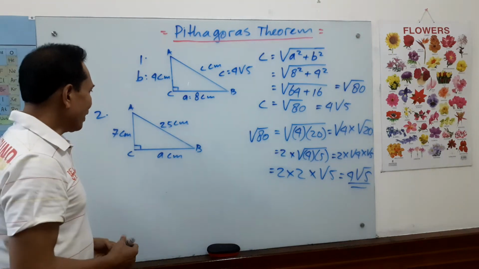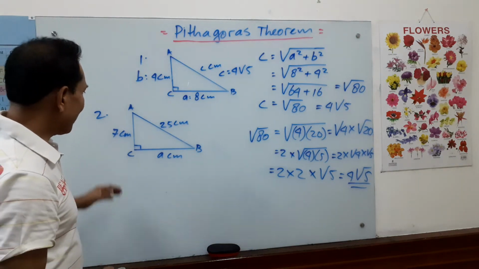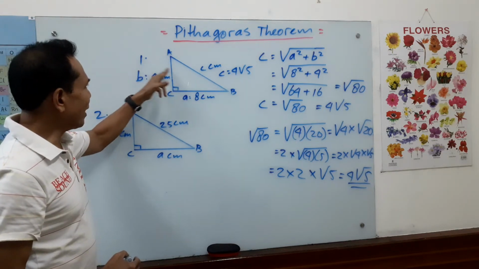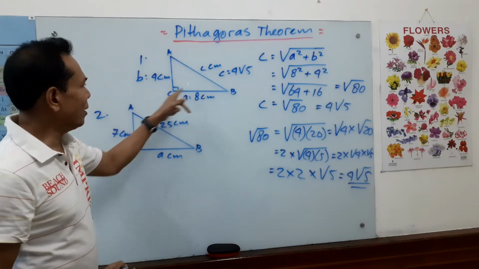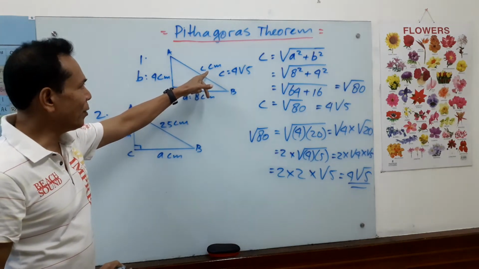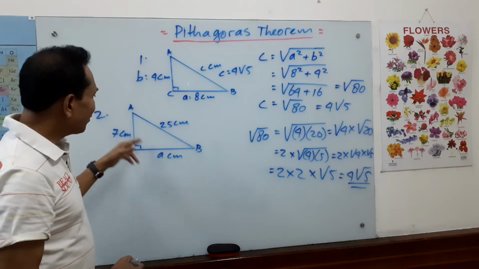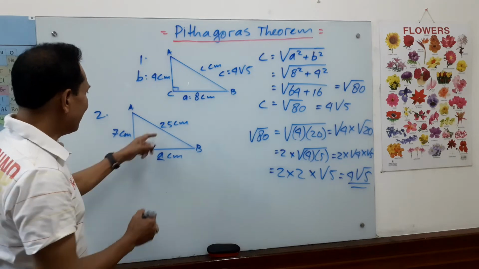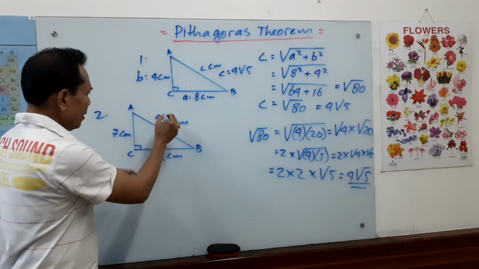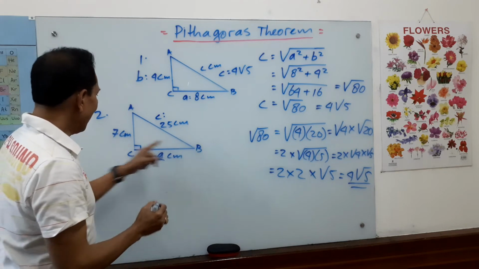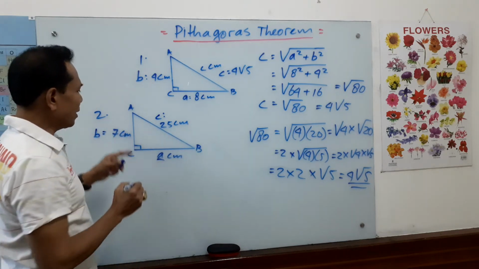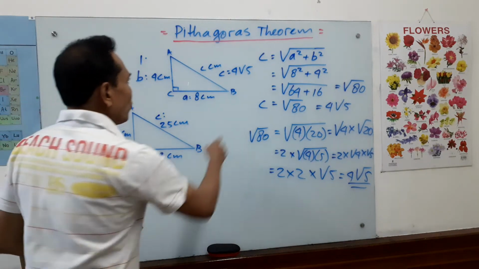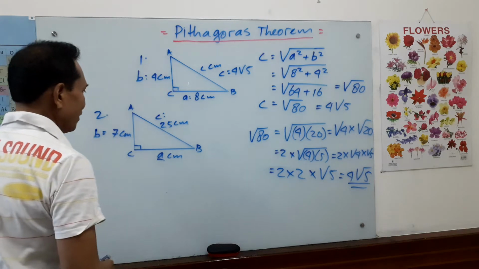No problem. Now we look at number 2. In the first triangle, we found the value of C. Now in here, we need to find the value of A. This is C, which is 25 centimeters, and this is B, which is 7 centimeters. Now, we need to find A. All right, now we use that formula over there.